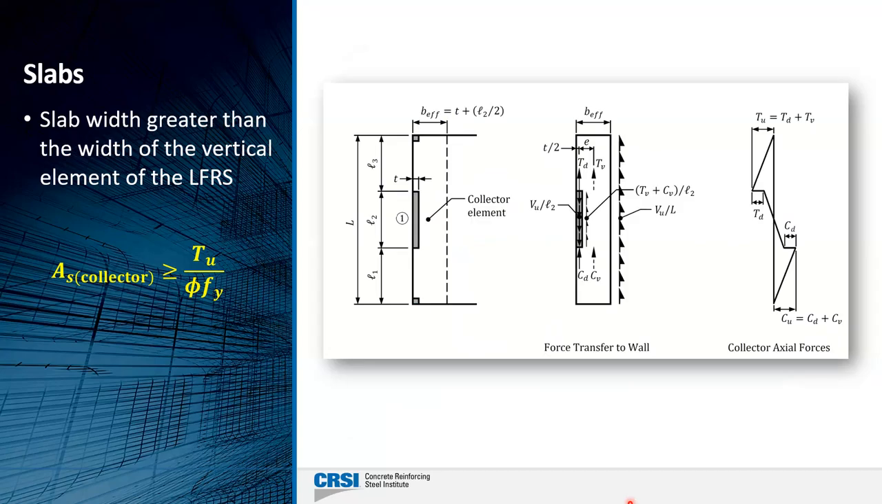So here's the case again where the slab is greater than the width of the vertical element of the lateral force resisting system. We basically do it in the same way. We calculate our total T sub U, and it's going to depend on, again, how much we transfer directly into the wall and how much we transfer into the slab. But again, calculate your maximum value, divide by phi and F sub y.